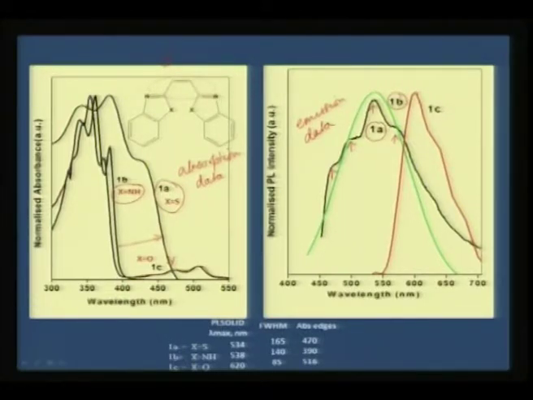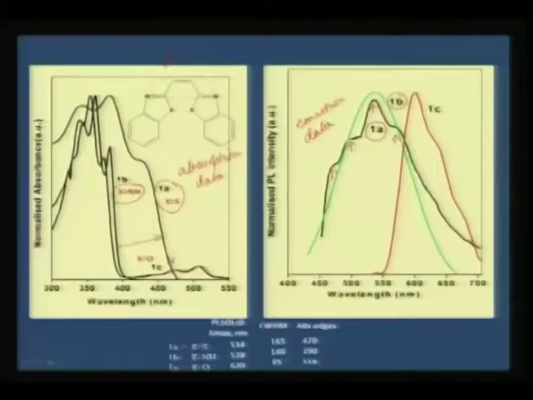So we can see from here that the one which is absorbing at the visible region, or which has a bandage more towards visible, is actually showing a featured emission in which, if you look at the full width at half maxima, the full width at half maxima is around 165. So 165 nanometer, which means this is more like a white light emitting molecule.